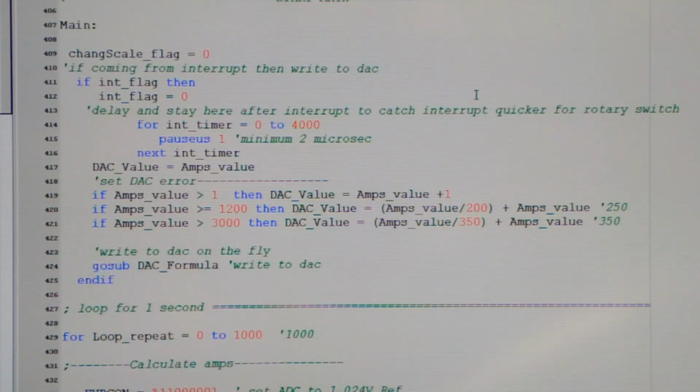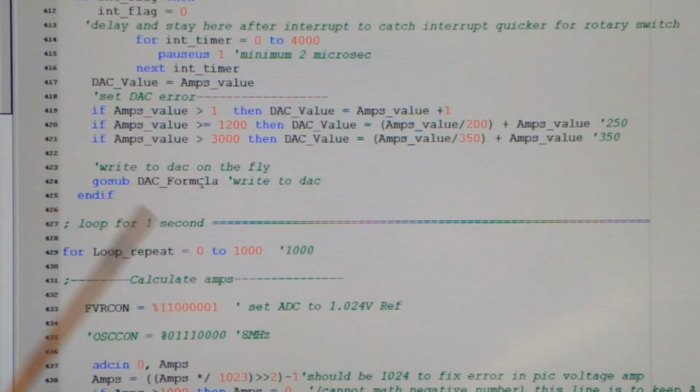Okay, so I'm doing some calculations here. Okay, that's how I've done it. I'm not going to explain it, it's going to take too long. Once you do your adjustment for your DAC, then it writes to the DAC. And then it says go to DAC formula.